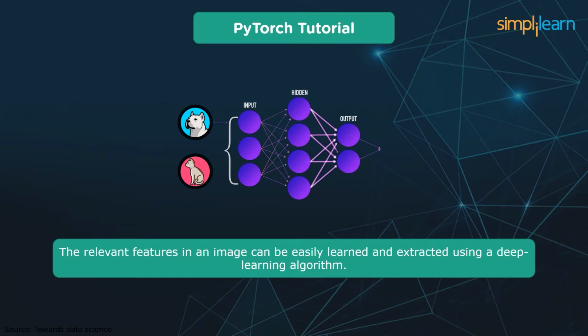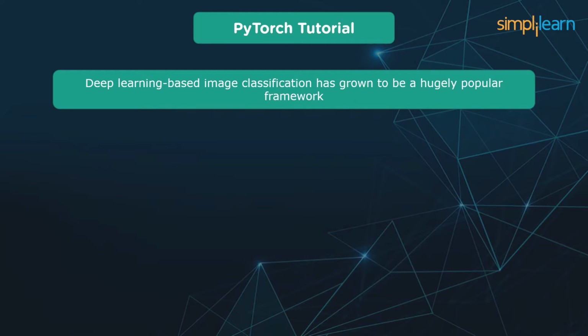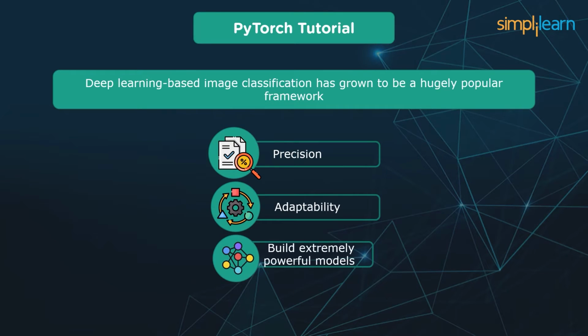The relevant features in an image can be easily learned and extracted using a deep learning algorithm. Overall, deep learning-based image classification has grown to be a hugely popular framework because of its precision, adaptability, and because it has the potential to build extremely powerful models for various applications.